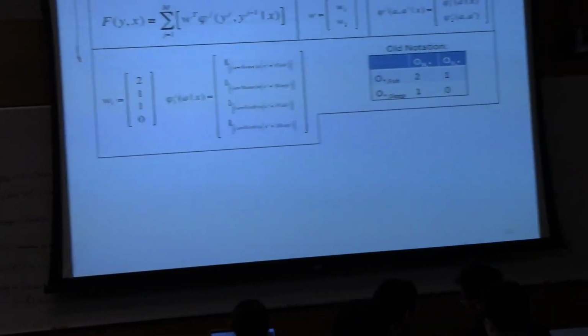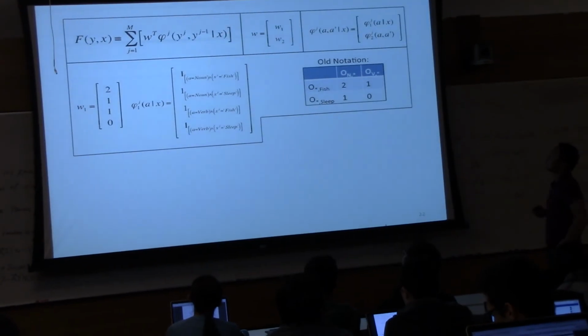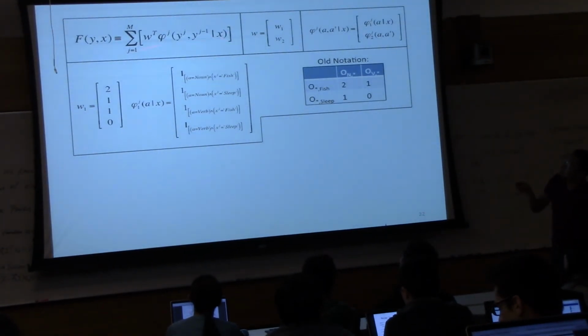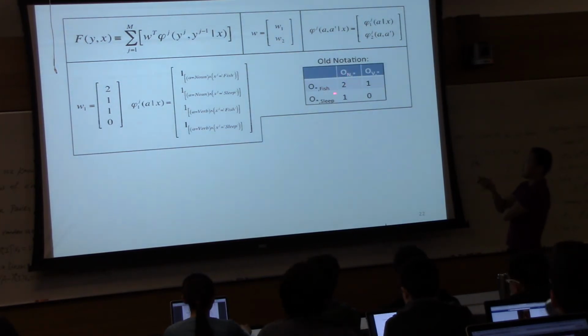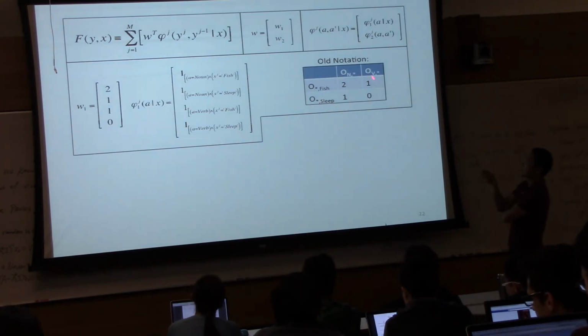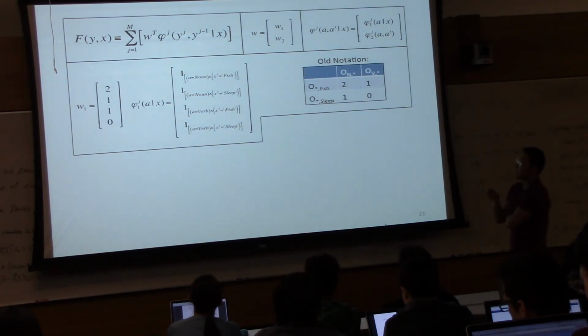So, just an example. This is our scoring rule, and W is our feature representation, summed in here. This is the old notation based on an observation matrix. This is the score associated with noun and fish, the score associated with verb and fish, the score associated with noun and sleep, and the score associated with verb and sleep. And this matrix, if we flatten it, looks like this.